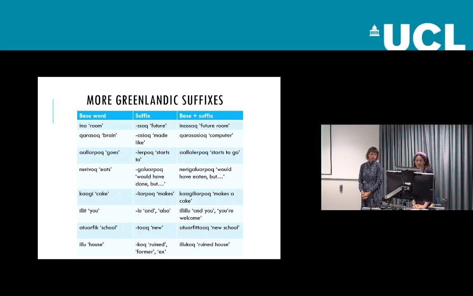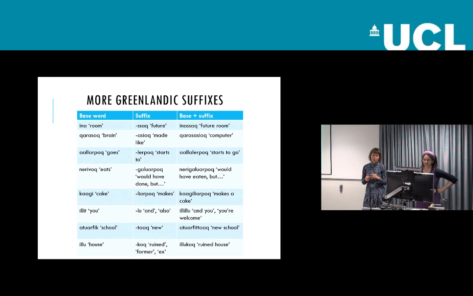Then we have atuarfik, which you can see already has this fik suffix. So atuarpok is studies or reads, so atuarfik, school, place where you study or read, plus taq, meaning new, you get atuarfittaq, a new school. We'll talk more about the equivalent of adjectives in Greenlandic in a minute, but for now you can see that this is something that you might not be used to seeing. I certainly am not familiar with this from any other language that I'm familiar with. A new school where new is a suffix.